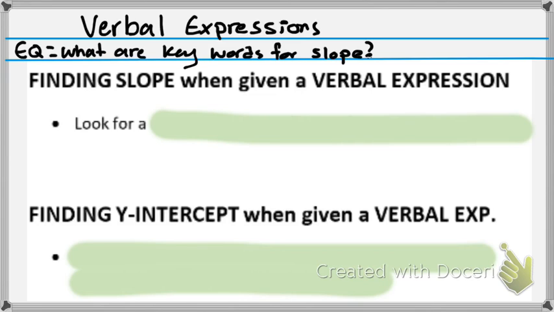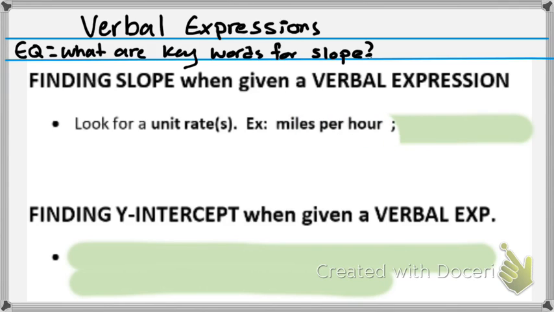Let's go ahead and find out, how do we find slope when we are given an expression? So the words that we were always looking for are the unit rates. So examples were miles per hour or dollars per day. A lot of the questions we used was dollars per month, right, for like a monthly fee. So that's how we would find slope. Like find something that says per hour, per day, or something that happens with a unit rate.